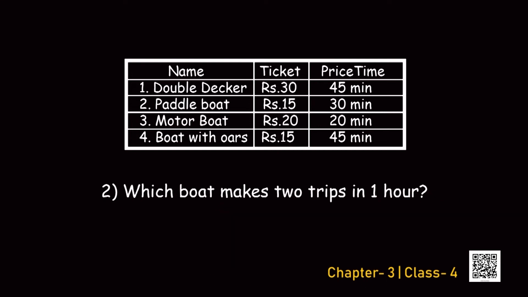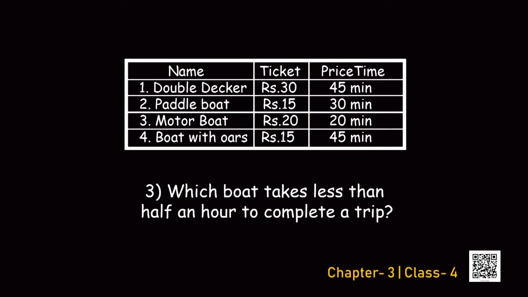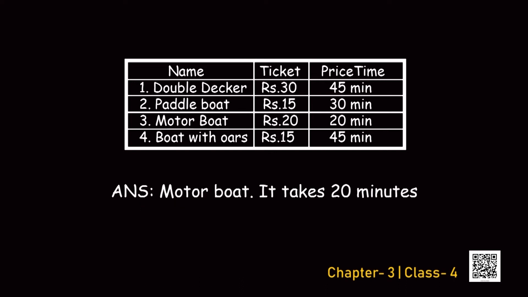Which boat makes 2 trips in 1 hour? Answer is very easy, pedal boat, because it takes 30 minutes for one trip. So, it makes 2 trips in 1 hour. Which boat takes less than half an hour to complete a trip? It is also very easy, motor boat, because it takes only 20 minutes.